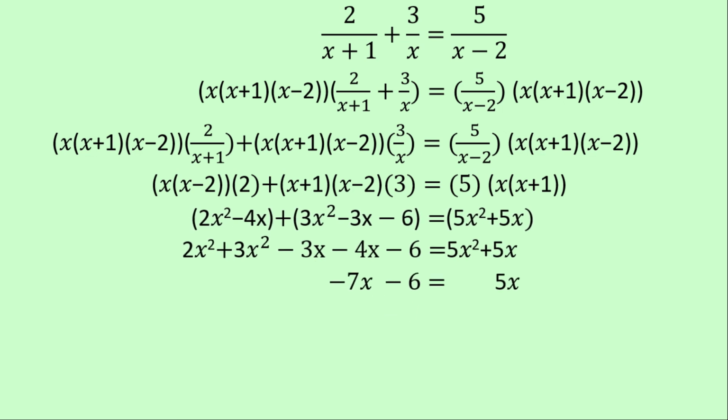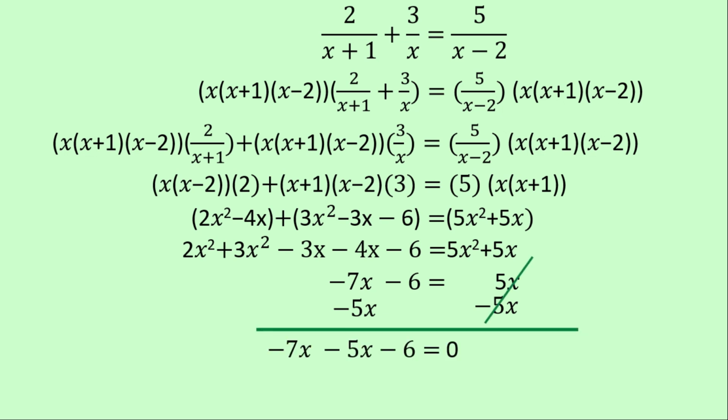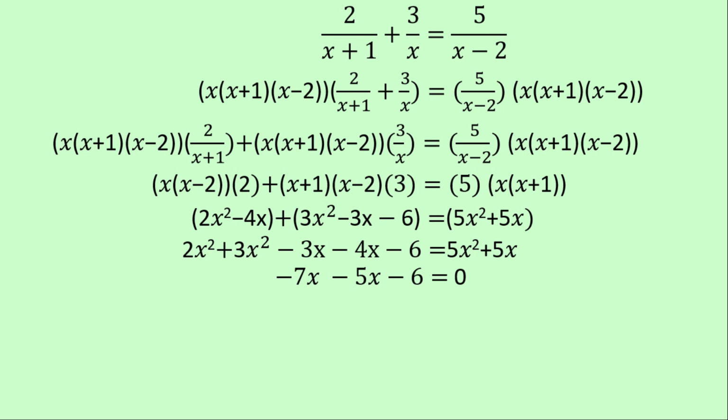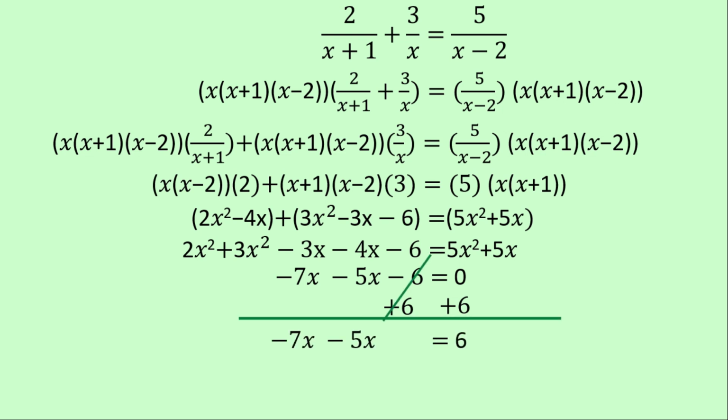After that, we are going to subtract 5x. Again, making sure that on the left side, we have those terms with the variables. So it will look like this. So negative 7x minus 5x minus 6 is equal to 0. Last one, we are going to transfer negative 6 to the right side of our equation, giving us like this. Add 6 to both sides, cancel 6, so we are left with this. So we have negative 7x minus 5x is equal to 6.